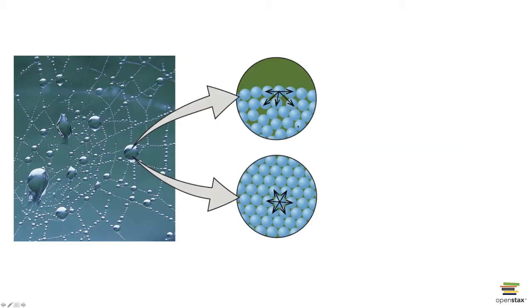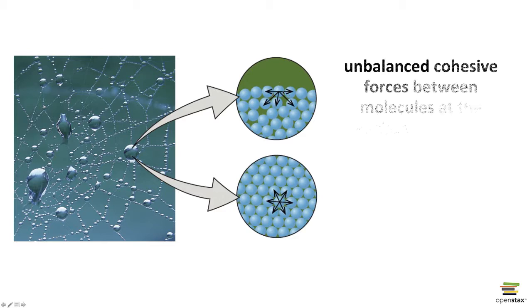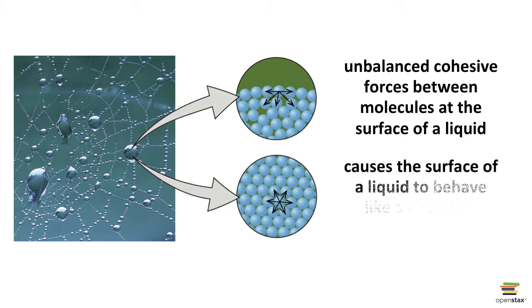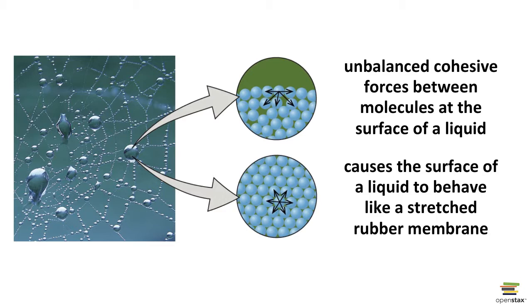If we look at the inside of a liquid compared to the surface of a liquid, here in a water droplet, inside the liquid you have a water molecule that's attracted equally in all directions by water molecules surrounding it. But at the surface of the liquid, water molecules are attracted inward and to the sides, but not attracted outward. So we have an unbalanced cohesive force between molecules at the surface of the liquid, and the effect of this is that it causes the surface of the liquid to behave kind of like a stretched rubber membrane.